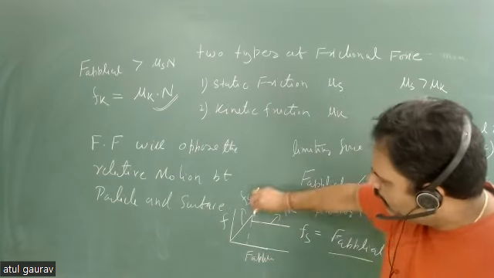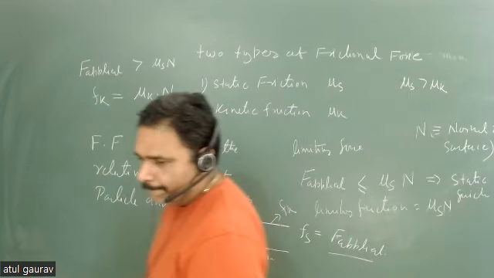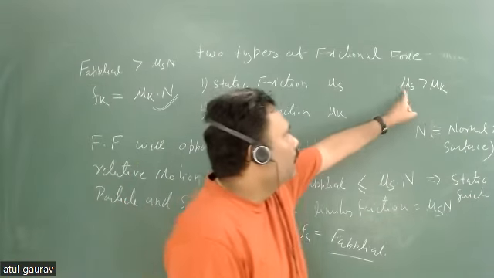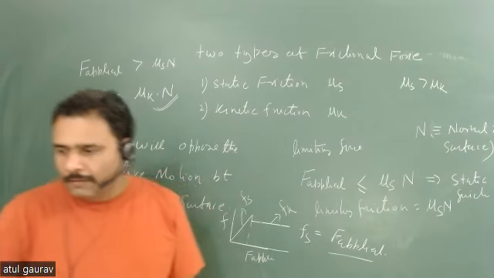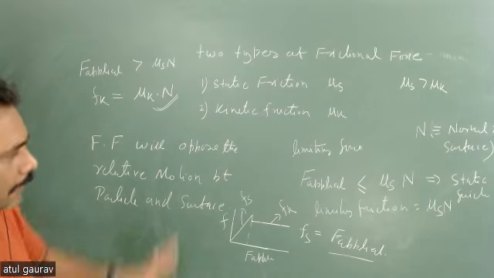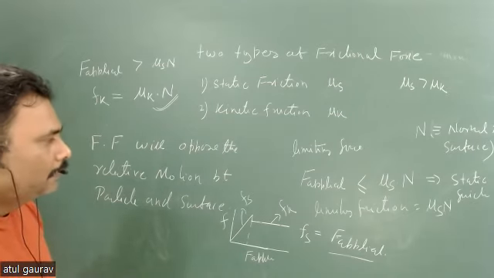Why is there a sudden drop after going to one particular limit? You can see the friction drops then because mu s is greater than mu k. Okay, so this is your frictional force. Is everyone going to understand this concept? Yes, sir. Yes, tell me.